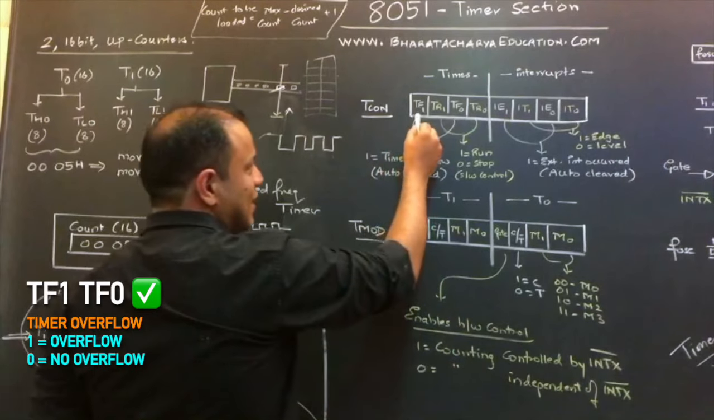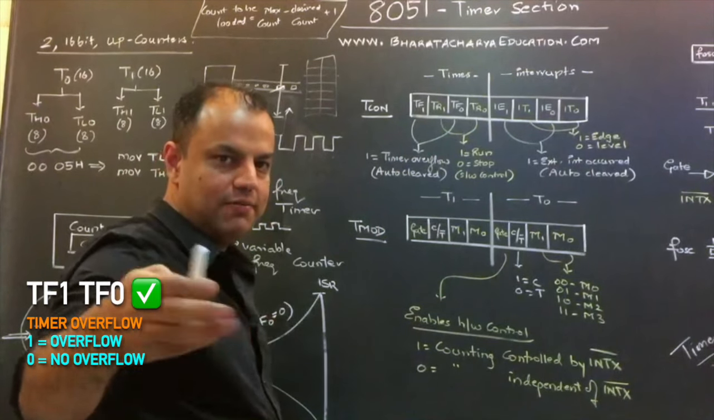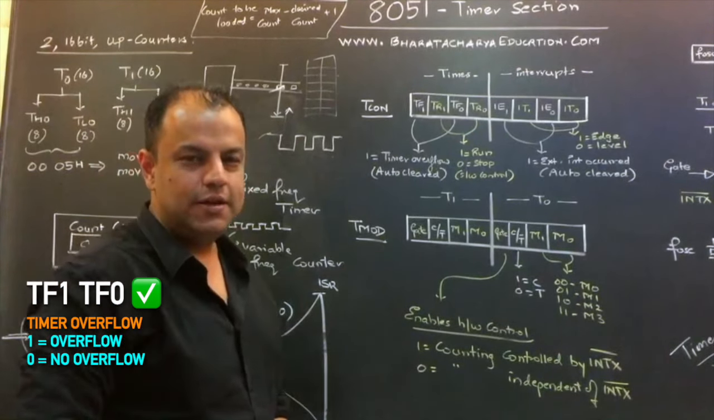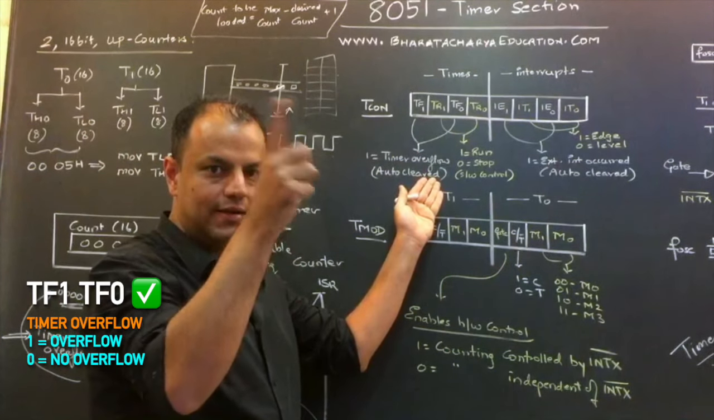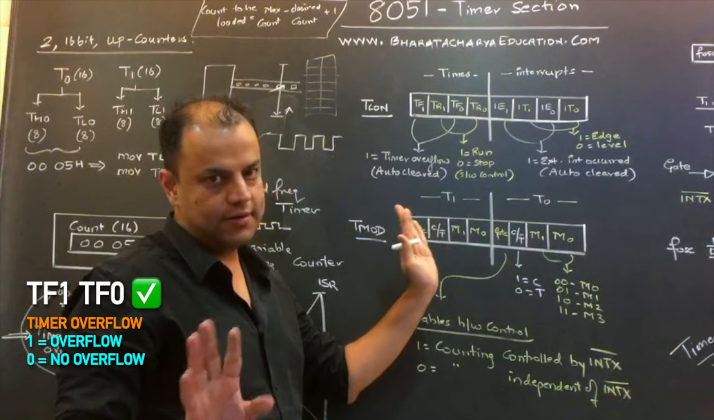Now, these two flags, TF1 and TF0, I'm sure you know them very well by now. Come on, give me a clean answer. These flags become 1 whenever the timer overflows. They are automatically cleared as you go to the ISR. Tell me, did you understand?